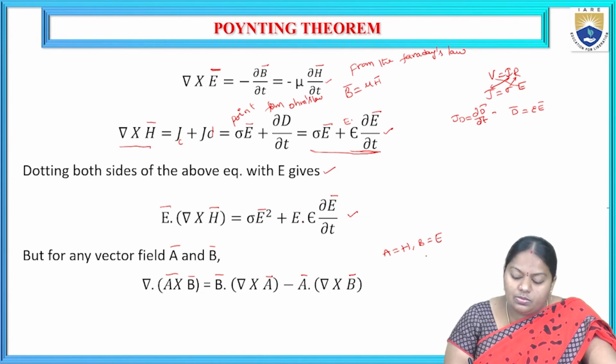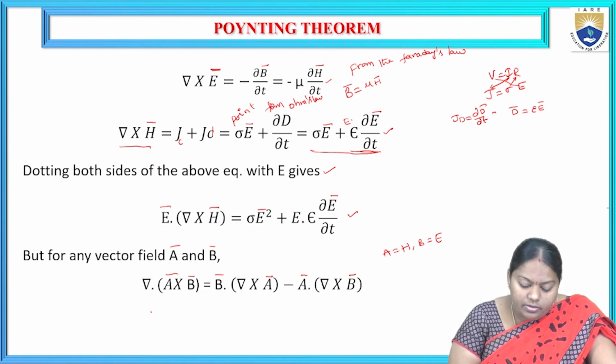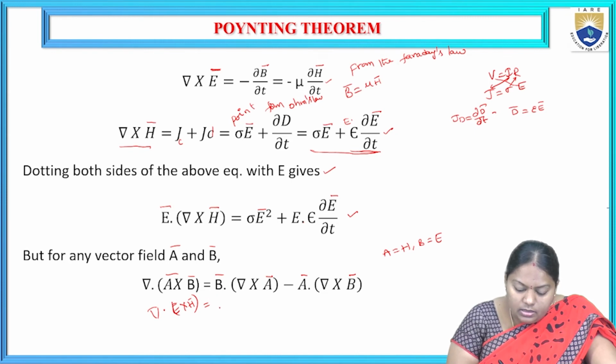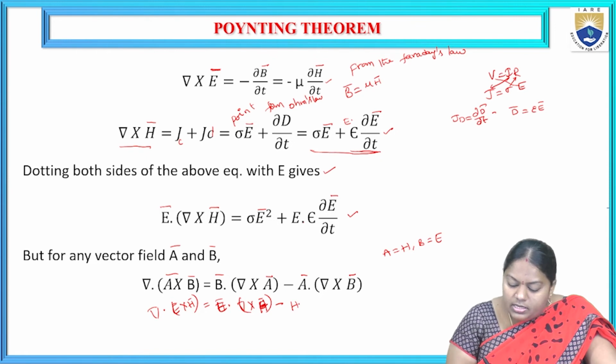So now if you substitute A by H and B by E in this equation, how are you going to write that equation? Del dot E bar cross H bar equal to, B bar being E bar, H bar dot del cross E bar minus, A bar being H bar, E bar into del cross H bar, minus H bar dot del cross E bar.